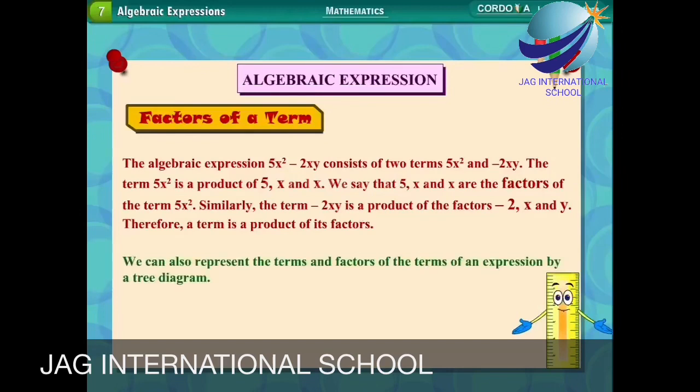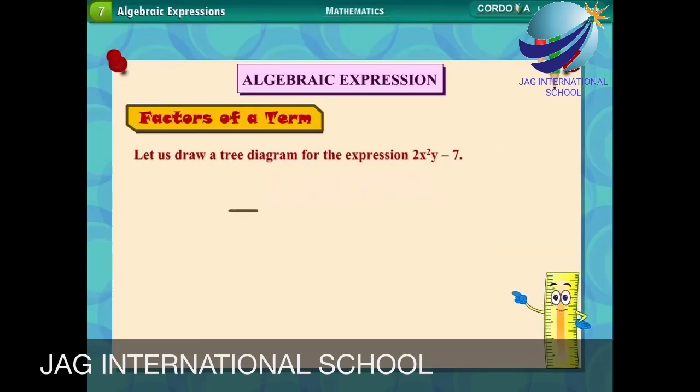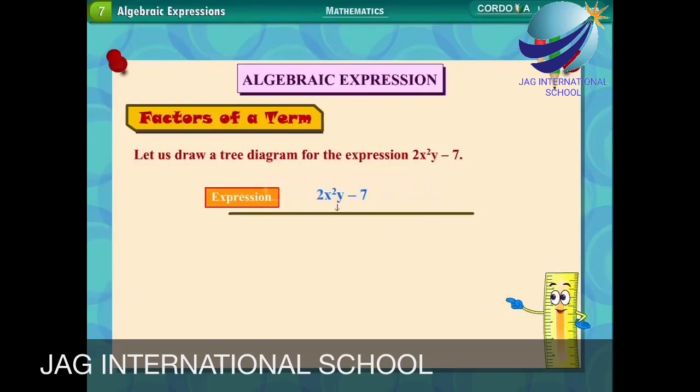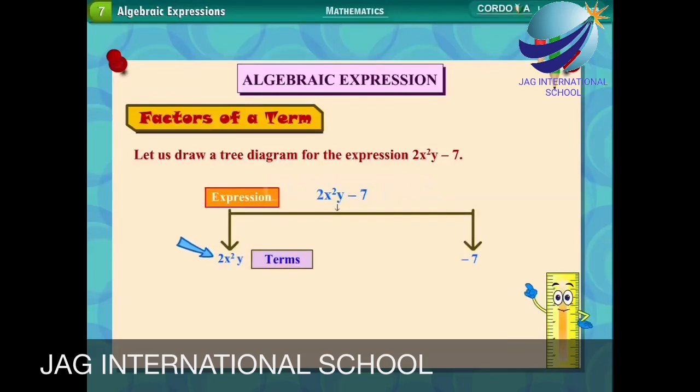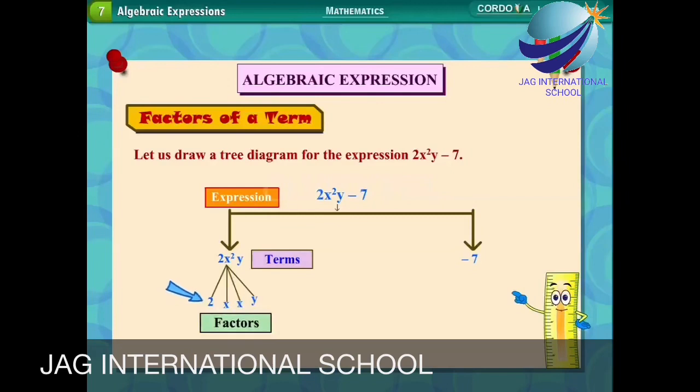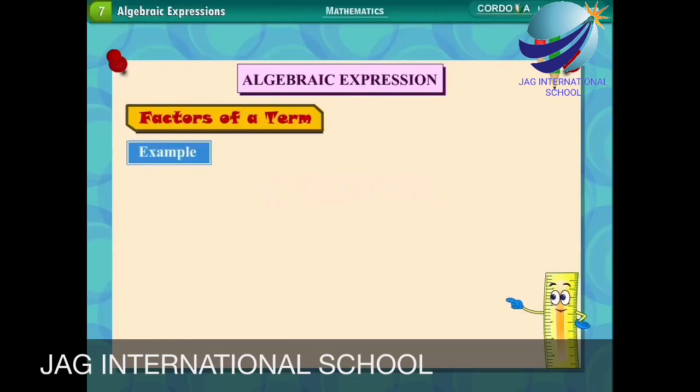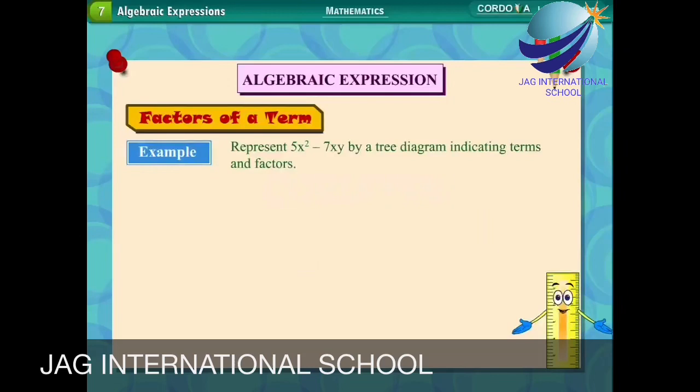We can also represent the terms and factors of the terms of an expression by a tree diagram. Let us draw a tree diagram for the expression 2x squared y minus 7. Expression: 2x squared y minus 7. Terms: 2x squared y, minus 7. Factors: 2x, x, y. Example: represent 5x squared minus 7xy by a tree diagram indicating terms and factors.